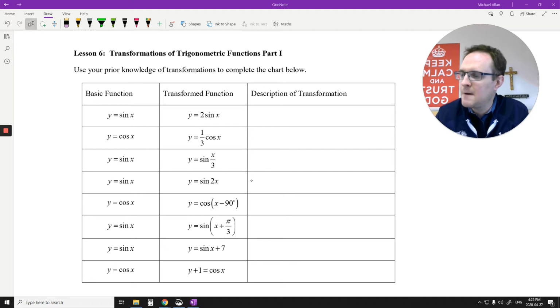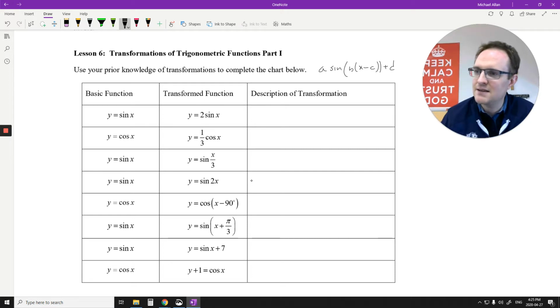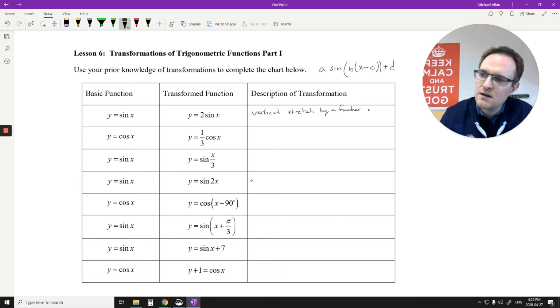We'll talk about those. So we put a 2 in the front. That's very much like the A value here. So I'm just going to write down our typical standard form here. I'm going to use C's and D's instead, because that's what we, for some reason, switch to when we do sine graphs and cos graphs. Use C's and D's rather than H's and K's. So this 2 is the A, so it does a vertical stretch. I'm going to write down the whole thing: vertical stretch by a factor of 2 about the x-axis.